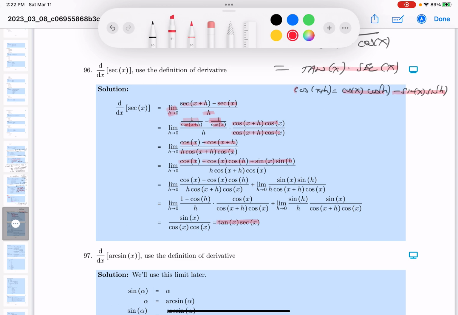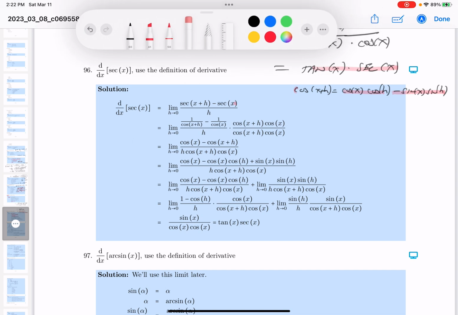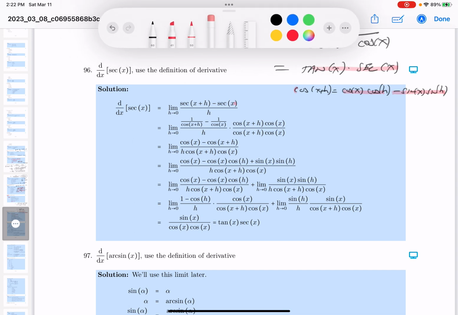I'm looking for those limits again. So what I do is I move things around. I split into two separate problems. I took these two terms here first, cosine x minus cosine x cosine h, and then these two terms over here. Same denominator, two separate limits. What am I looking for? Those things I know about.